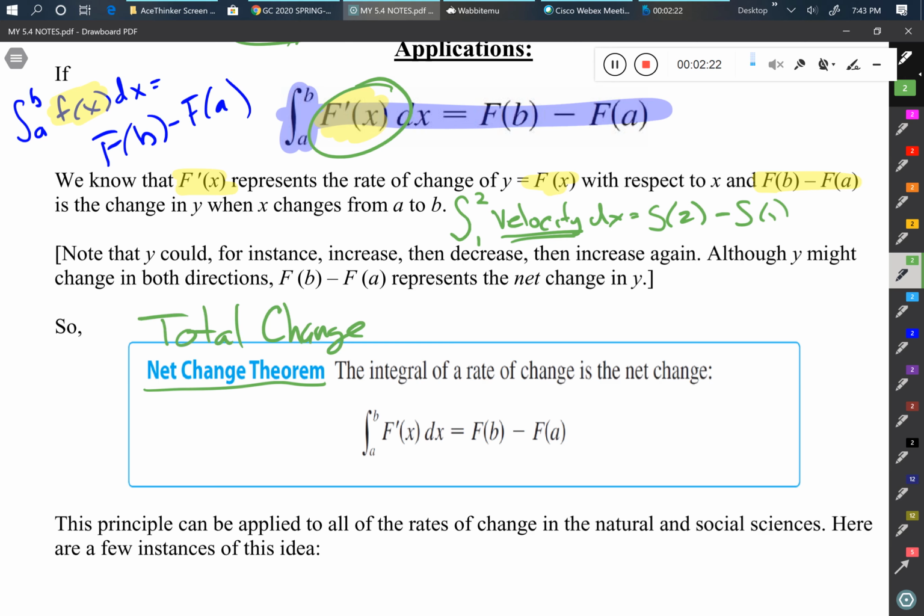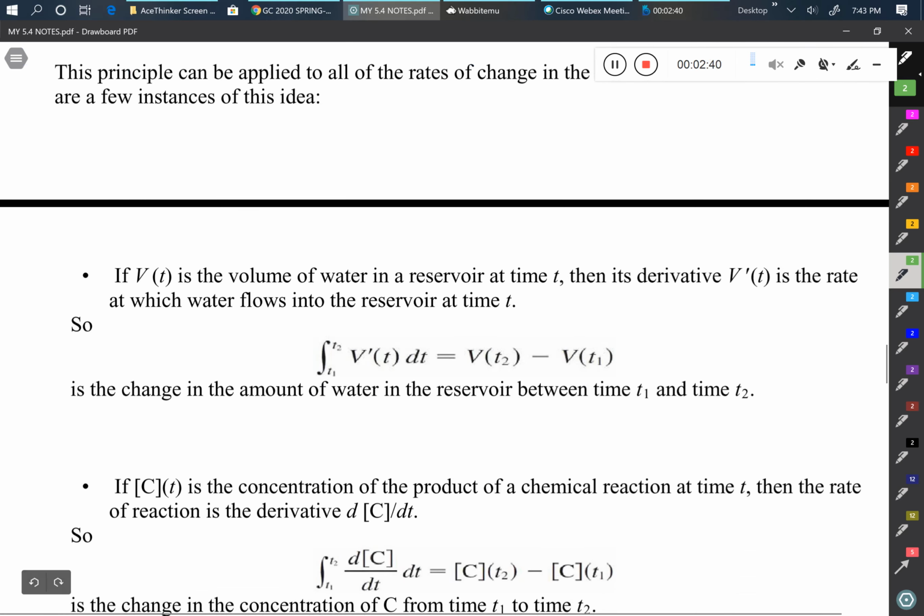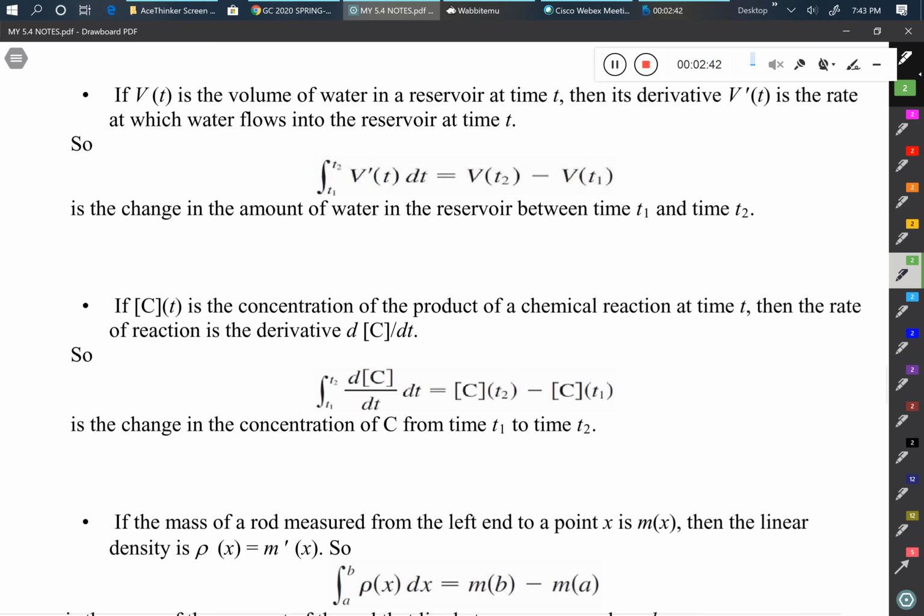They say that if you take the integral of a rate of change, you're going to get the position at time b minus position at time a, or the volume at time b minus the volume at time a, or the cost at time b minus the cost at time a. So there's lots of different ways that this thing can be applied. For example, if v of t is the volume of water in a reservoir at time t, I'm just going to stop right there. I just want to highlight this because we really need to understand what we're talking about here.